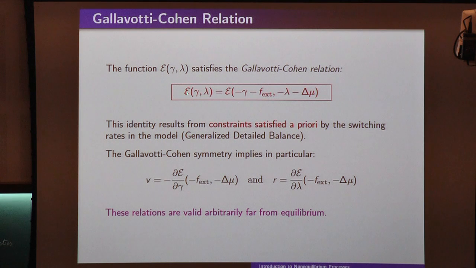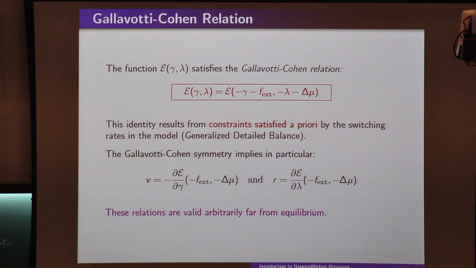So if we do that and use the Gallavotti-Cohen relation, we find that the derivatives at 0, 0 are exactly the same thing as the derivatives at minus F external and minus delta mu. This is just the Gallavotti-Cohen relation at first order. This is a general Gallavotti-Cohen relation, and now I just take the derivative of this relation at gamma equal to lambda equal to 0. This gives me a relation between the speed and some derivative of this epsilon, but at a different point. Okay? Why not? And this is true whatever the values of F exterior and whatever the value of the unbalance of concentrations between ATP and ADP in my cell.